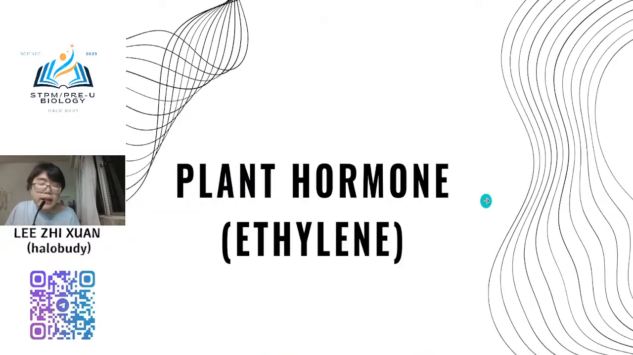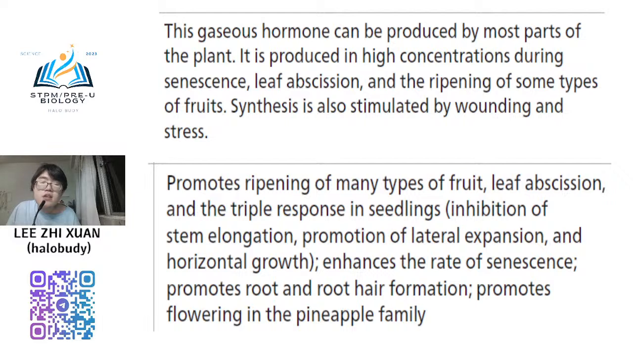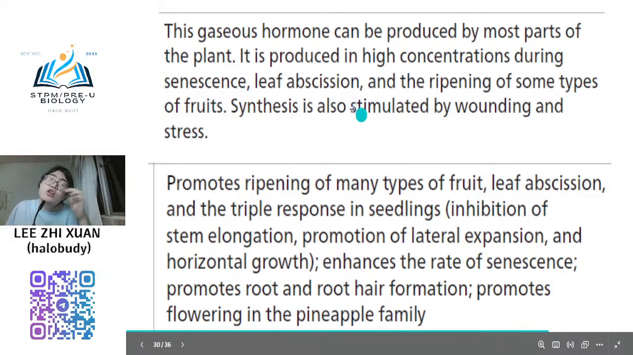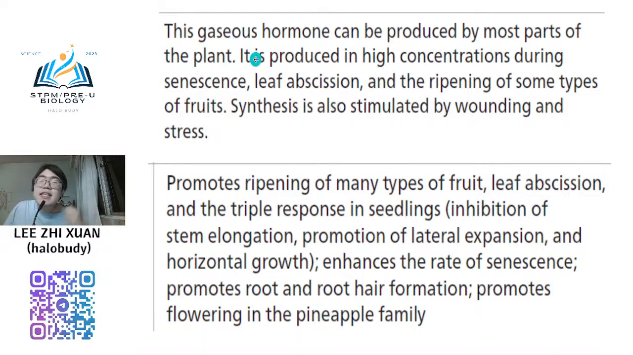So the last hormone, the plant hormone ethylene. You still remember in SPM that it promotes fruit ripening, right? This is a major function of ethylene. But not only fruit ripening, there are other functions too. Normally ethylene is the gas hormone compared to other types of hormone. All the other types of hormone are normally liquid hormones.